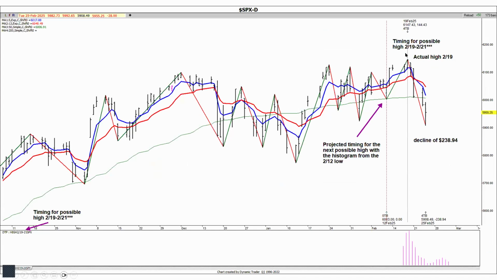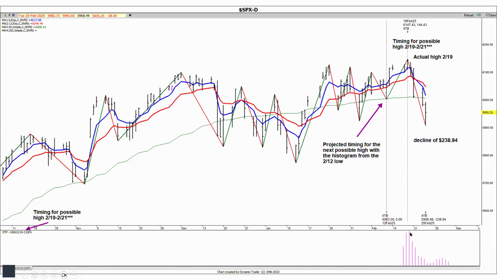Now I'm going to show you an example. I showed this later because my clients got this first, but we had timing by using a timing histogram in the Dynamic Trader software, which was created by my mentor, Robert Miner. I took the last low, and I also told the computer which swing highs and lows I wanted to use in this analysis. So I used all of these. And then what I did was project from this last low for the next possible high.